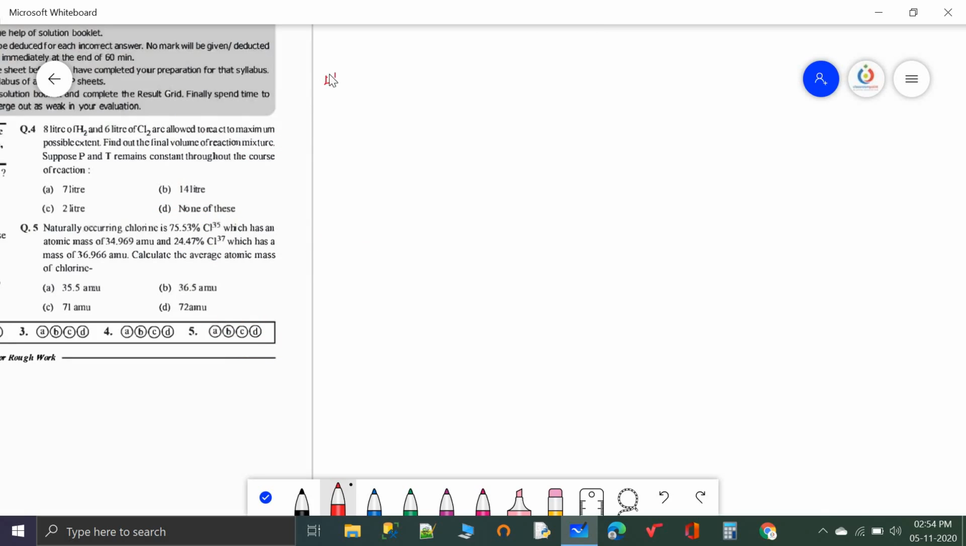Now let's solve question number 4. According to the question, 8 liters of hydrogen and 6 liters of chlorine are allowed to react to the maximum possible extent. Find the final volume of the reaction mixture. Suppose pressure and temperature remain constant throughout the reaction. First, let's write the balanced chemical equation. H2 reacts with Cl2, giving 2HCl. So one volume of hydrogen reacts with one volume of chlorine, giving 2 volumes of HCl.